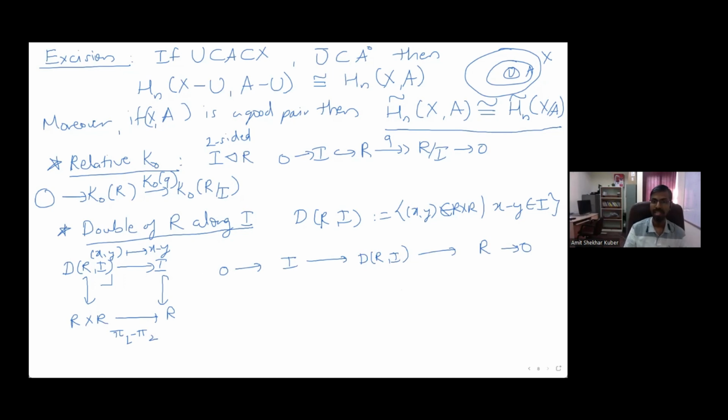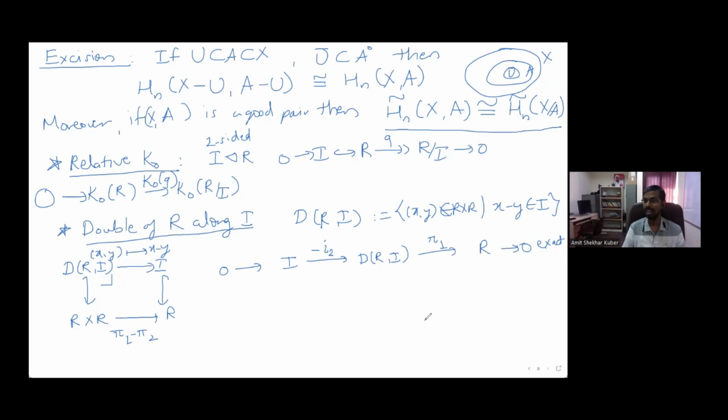Yeah, so this map is exact. Well, I have to describe what this map is. So this map is pi1, because DRI is a subring of R cross I. So actually it is: take the inclusion inside R cross R and then take the projection onto the first component. So that is the pi1. And this is minus I1, minus I2, which means the second inclusion. It's inclusion in the second component but with a minus sign.